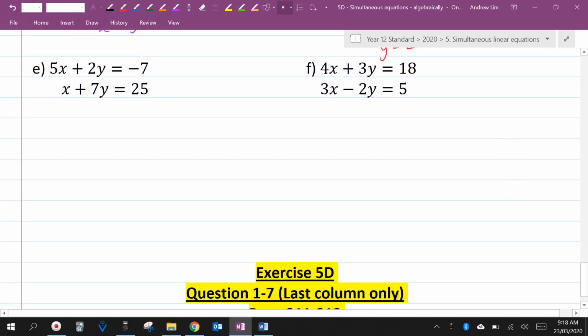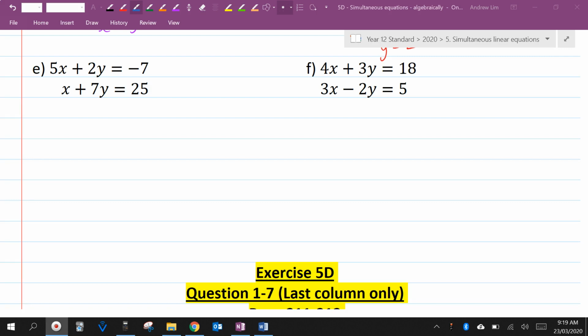Alright, for question E, I'm going to show you how to do this, and then I want you to pause the video and have a go with F yourself. So question E, none of these polynomials have the same coefficient. So what we need to do is multiply one of these equations by some constant so that both equations will have the same coefficient.